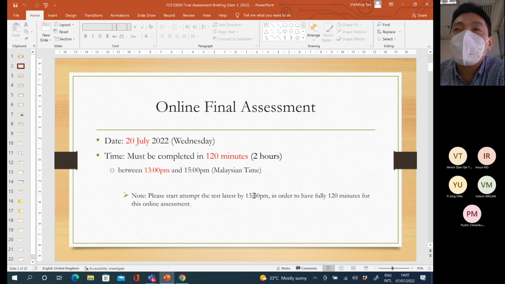If you start at 1:45, then the system will only allow you to finish at 3:30. Yeah, the system will stop you from continuing to attempt the remaining questions. So make sure that you try to start the online assessment before 1:30. Better start early. All right, better start early. Okay, the duration of the assessment is 2 hours, or we call it 120 minutes.